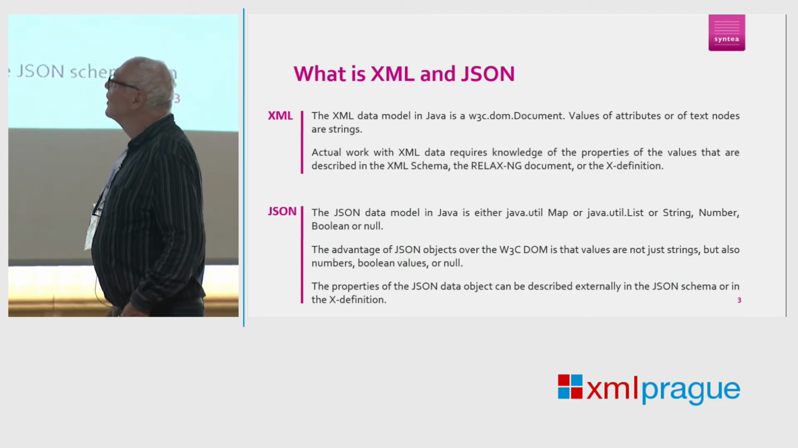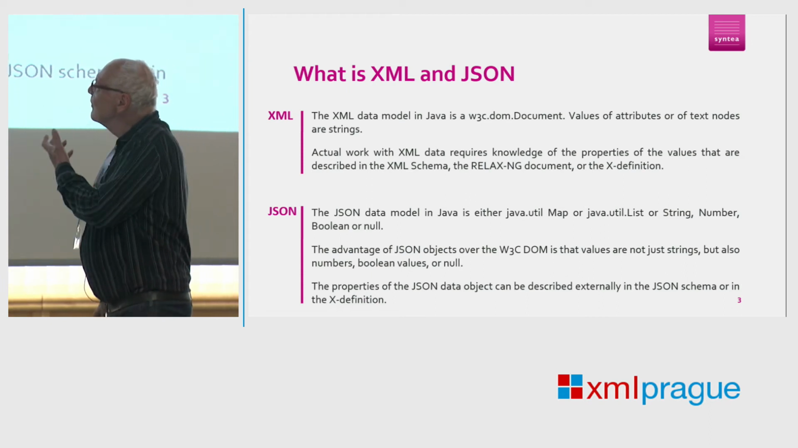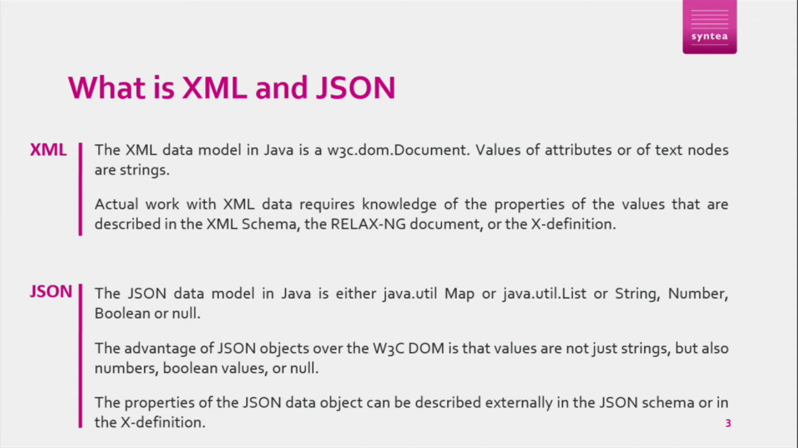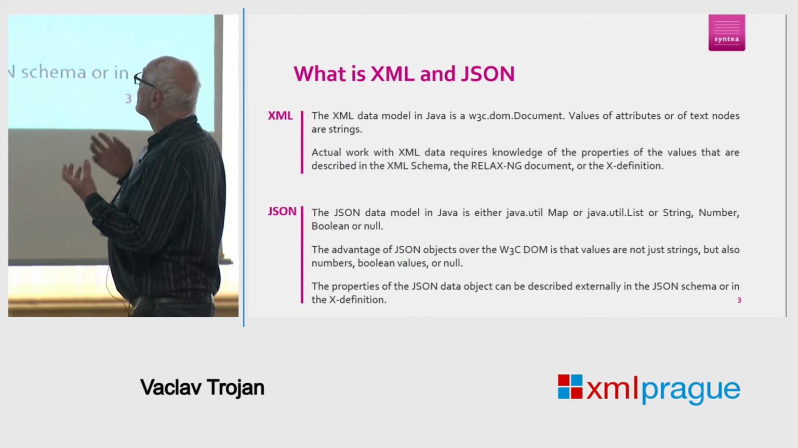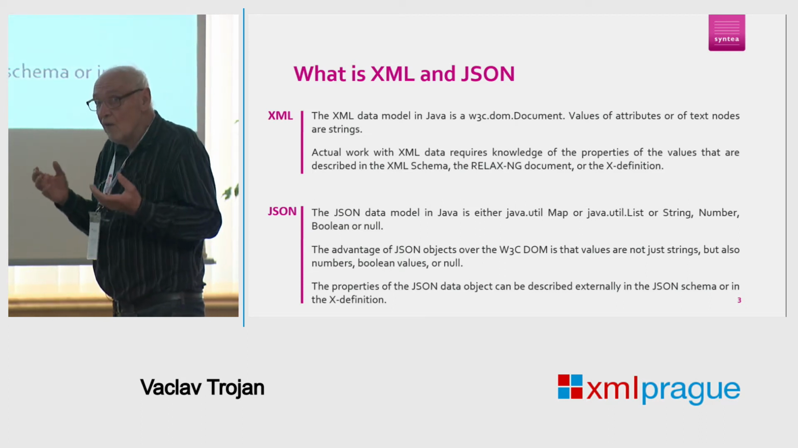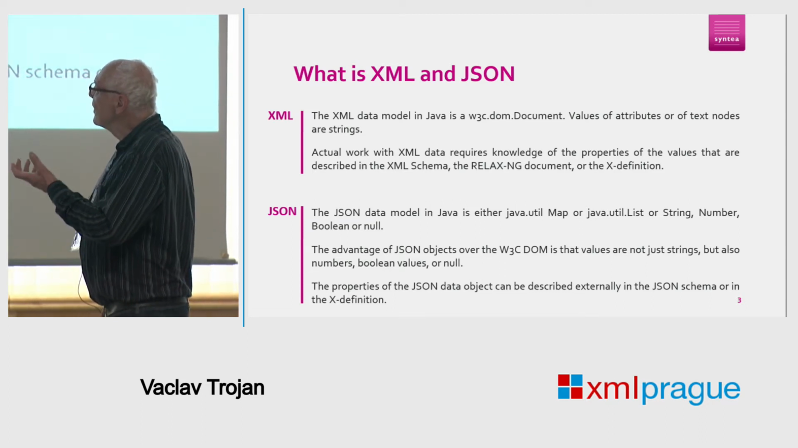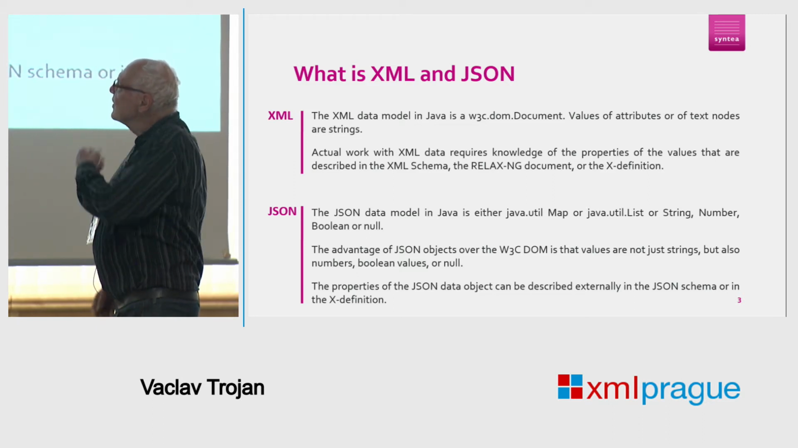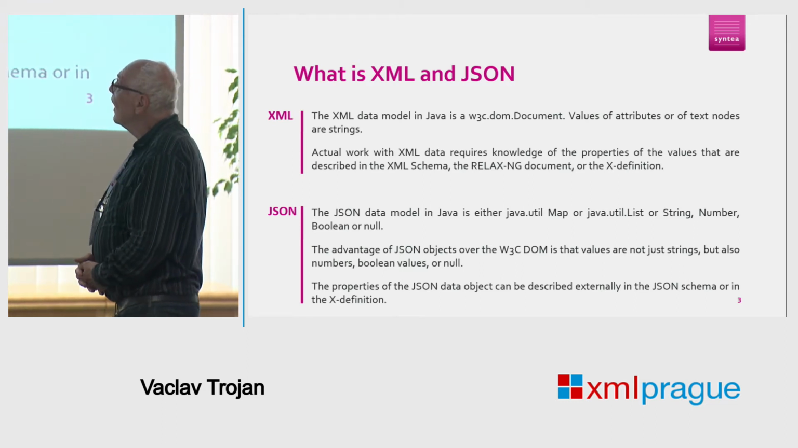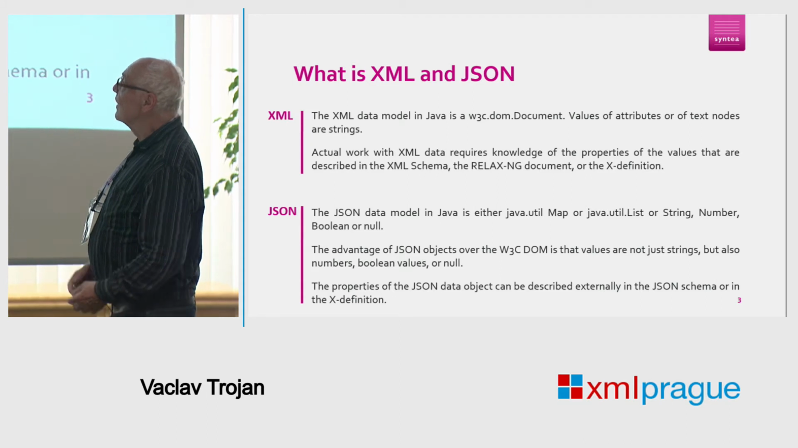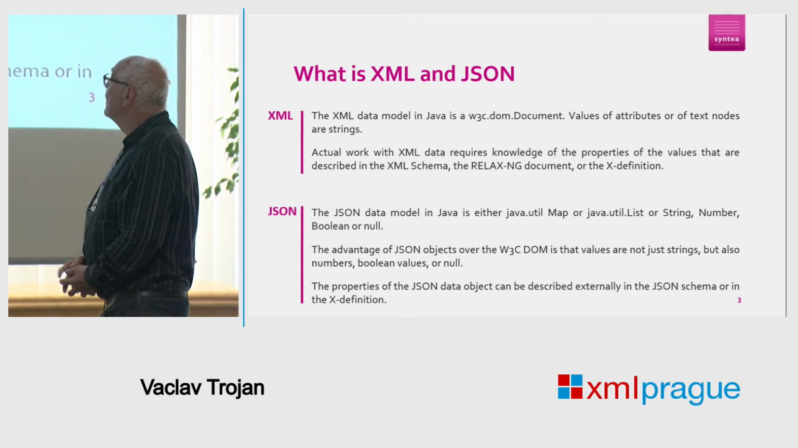Now, to understand a little bit what we will speak about, it's necessary to recollect or to remind what XML and what JSON is. The XML data model in Java, for instance, is represented by the W3C document. And it's important to know that all values of attributes and text nodes, practically all values in XML, are just strings. So the actual work with any XML data requires knowledge of properties of values that are described, for instance, in XML Schema or RELAX NG or in X-definition.